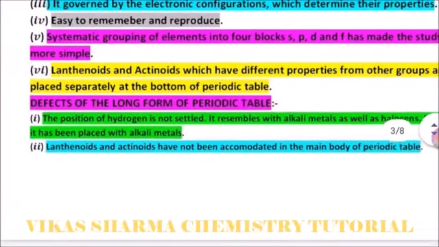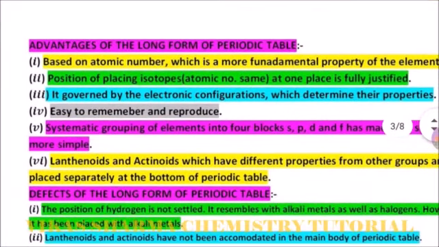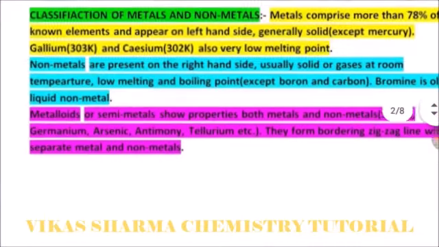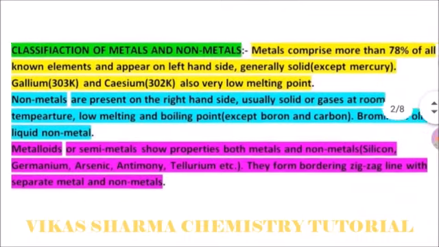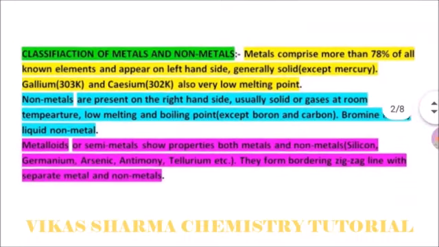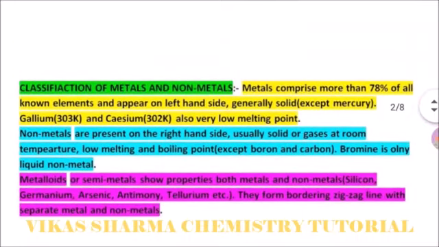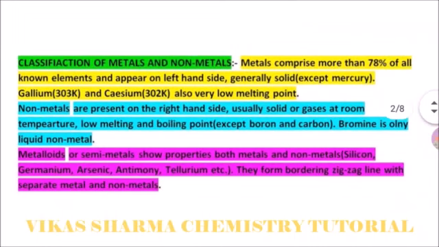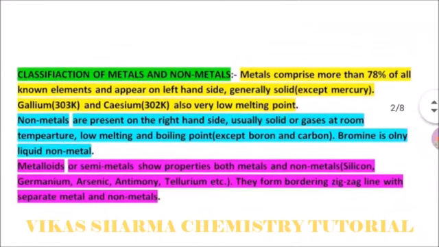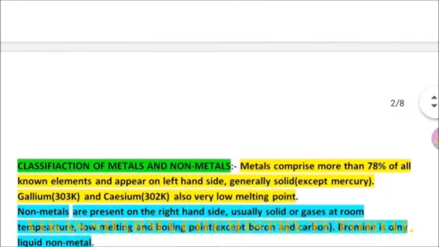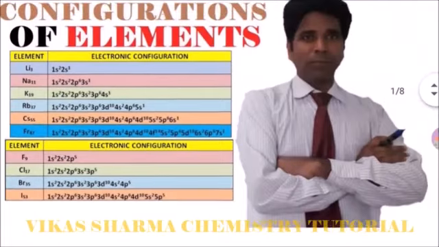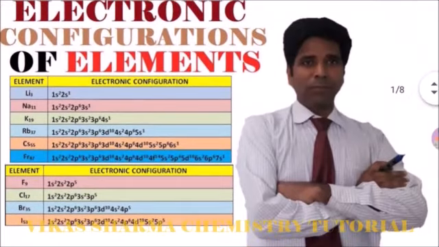And these are the defects in the long form of the periodic table, these are the advantages, and the classification of metals and non-metals was described by Lavoisier, which at present is not good. But in the modern periodic table the left hand side carries the metals and the right hand side carries the non-metals, and a diagonal is joined by the metalloids. So students, I hope this video is informative for you.